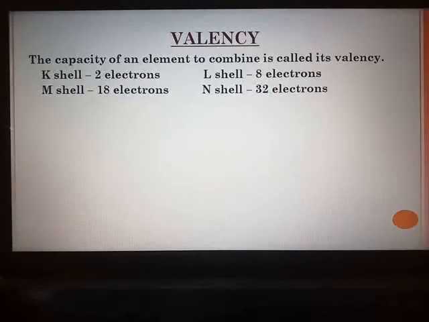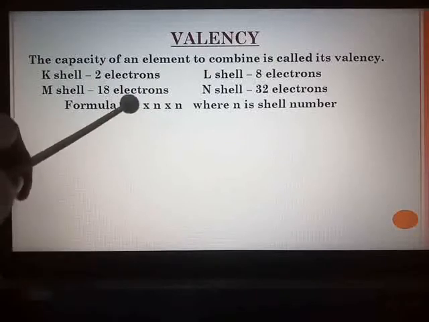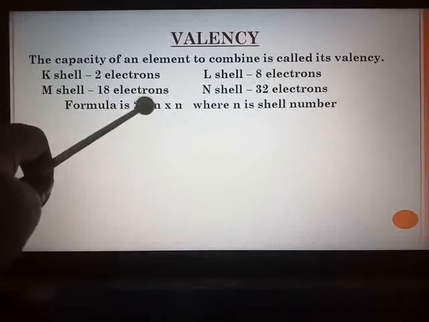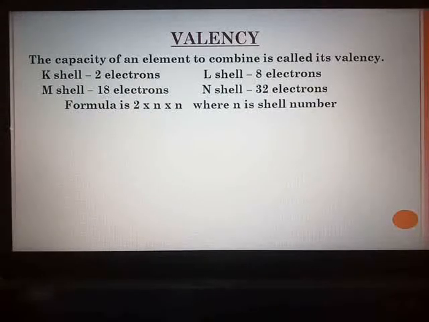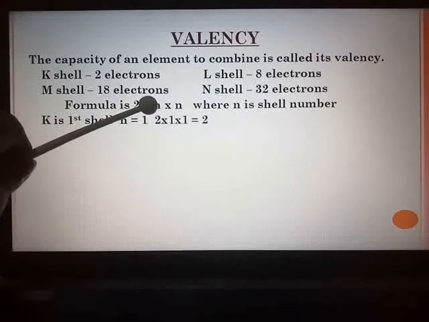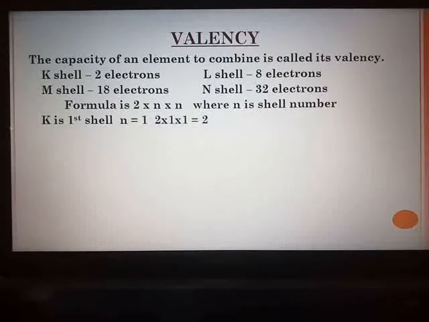Now who am I to tell you that the maximum capacity of each shell is so many electrons? It is determined by using a formula which is 2n². I have written 2 multiplied by n multiplied by n, 2n². What is n? n is your shell number. K shell is the first shell, so n is 1. So when you put 1 in place of n, 2 multiplied by 1 multiplied by 1 comes out to 2.